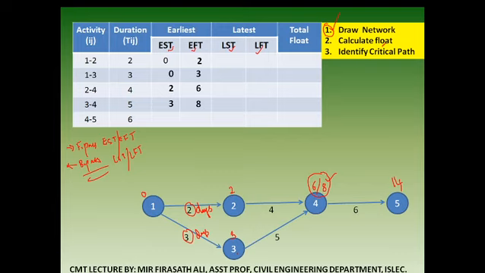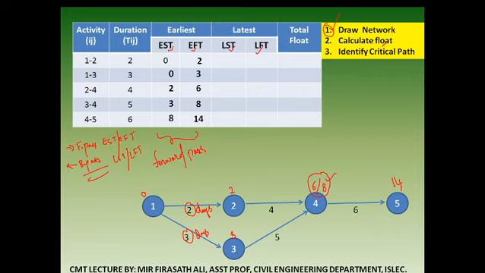Now look at the table, 4 to 5. Earliest start time is how much? 8. Earliest finish time is how much? 14. Okay. This was nothing but the forward pass calculation.